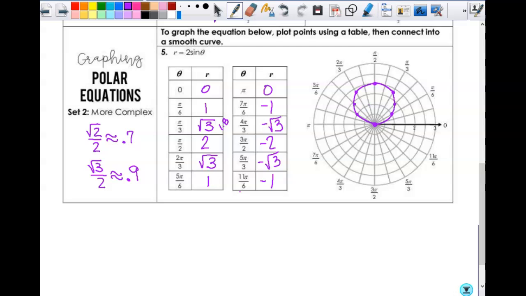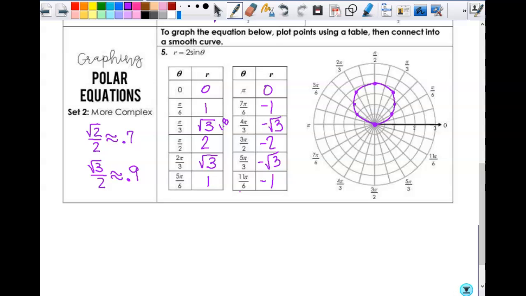No, because when we start plotting these other points, we're literally just plotting the same points. So we just keep going around plotting points like this. There's no figure eight. Oh, I see what you're saying. Because this radius is negative, it pushes through and ends up over here. Okay, so it is a circle. So r equals anything times sine theta is going to give you a circle.